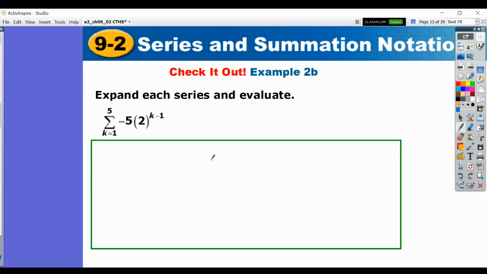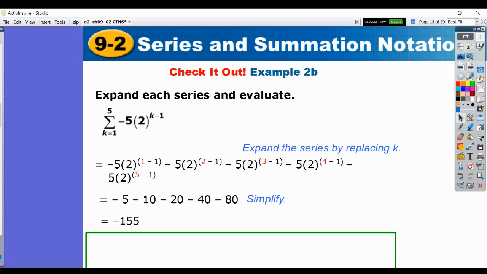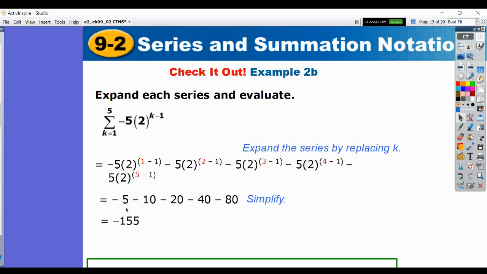Here's one more. Pause the video, see if you can get it right. And we're back. Let's see what they got for an answer. The expansion is all of these negatives. When you add them up, you get negative 155.